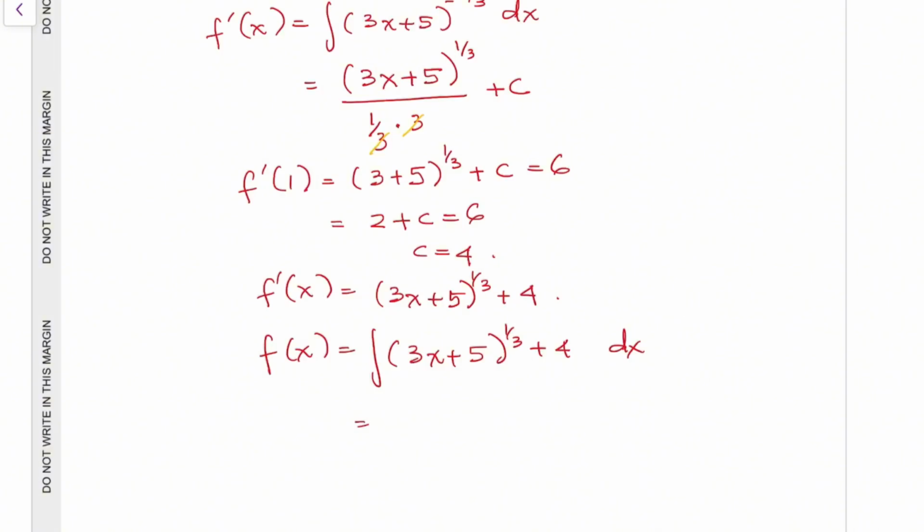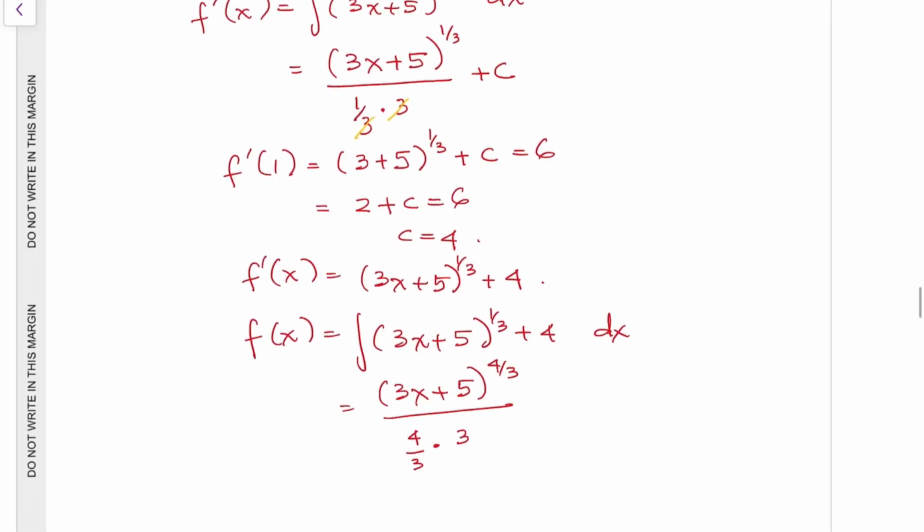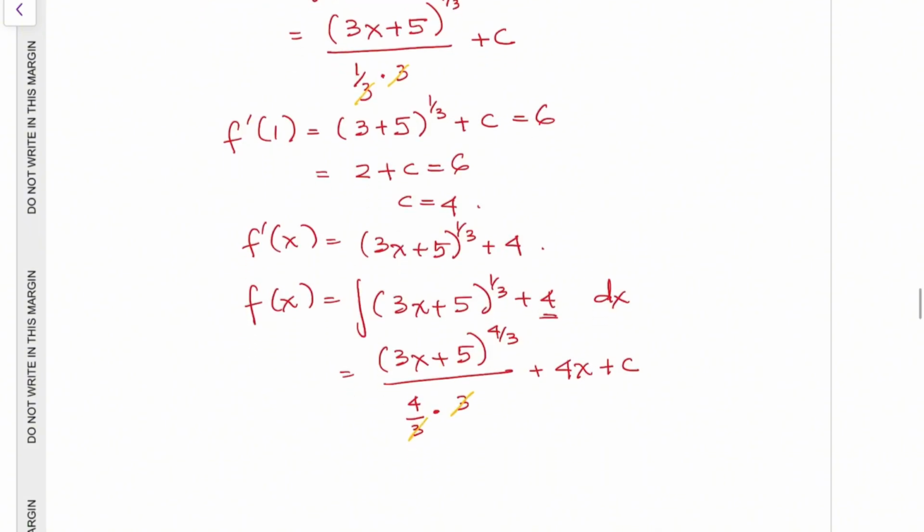So you are expecting to have (3x + 5) to the power of 1 over 3 plus 3 over 3, which is 4 over 3. Then you are going to divide with 4 over 3. You're also going to divide with 3. Okay? And what happens when you integrate 4? Don't forget, you still have 4 over here. You integrate 4, you will be having 4x. x to the power of 1 divided by 1 is just 4x. Don't forget your c. Right? Simplifying this, you will be having 3 removed, and you will be having 4 over there.